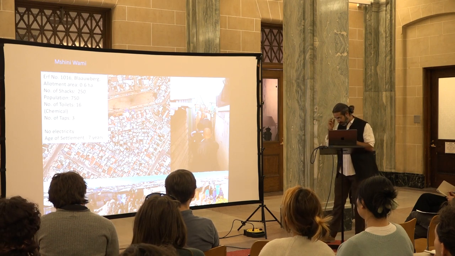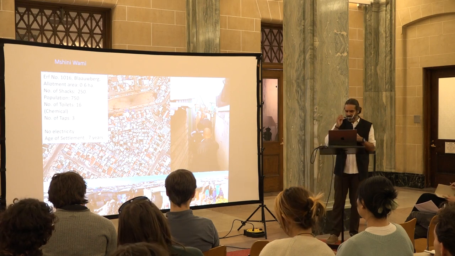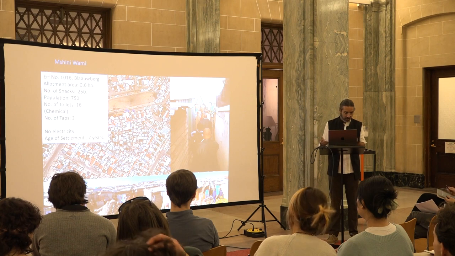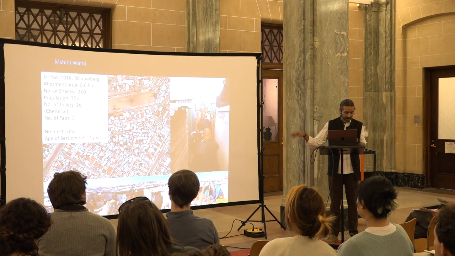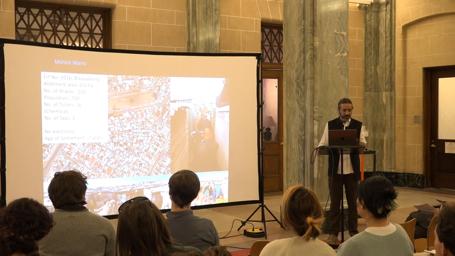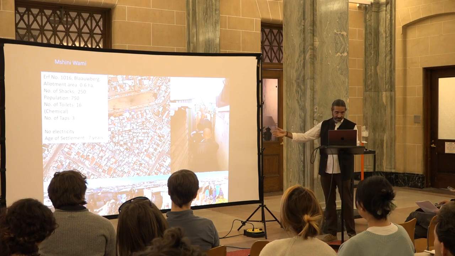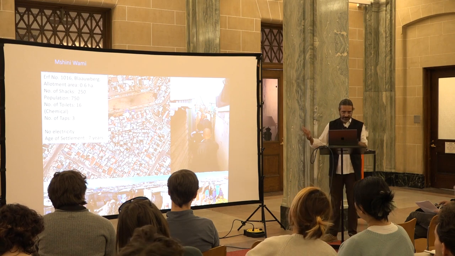Most of the structures in the informal settlement were built out of zinc, and some with plastic sheets, virtually no services: 16 portable toilets, 3 taps for about 250 shacks to share and about 750 people, and no electricity. So you can see from the density of the place, there was hardly enough space for more than 2 people to cross each other in any of the alleyways.